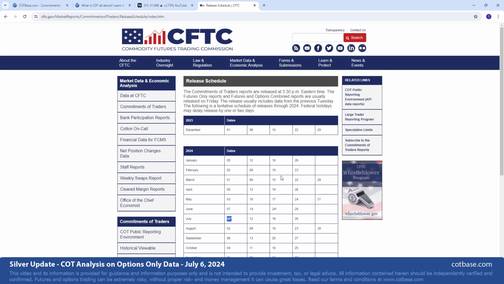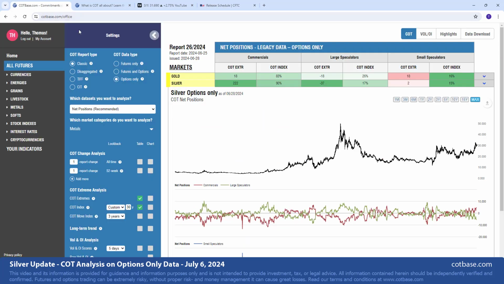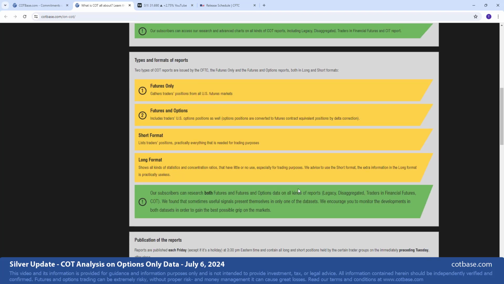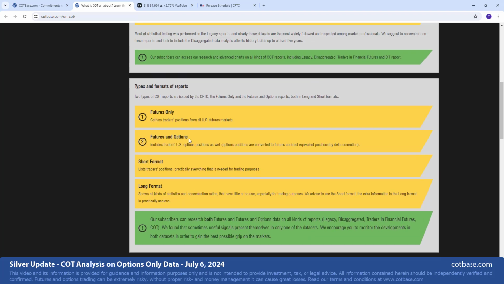In the meantime, I thought I'll put together a video on silver, one of my favorite markets these days. And I'd like to show you how you can actually analyze the options only COT data type. Now, before I do that, I just want to show you in COT basics over here what options mean. So the futures and options data type, it includes options data as well. Options positions are converted to futures contract equivalent positions by delta correction. So for those who are, of course, trading options, you know how important delta is.